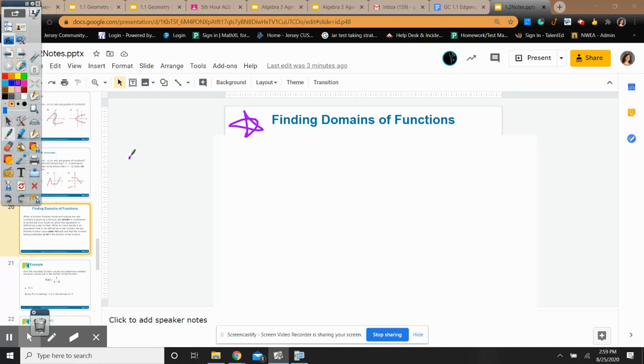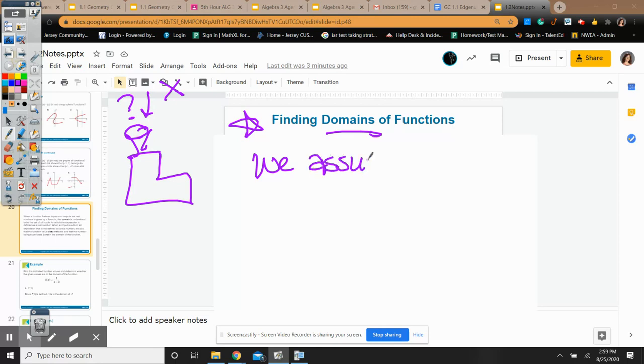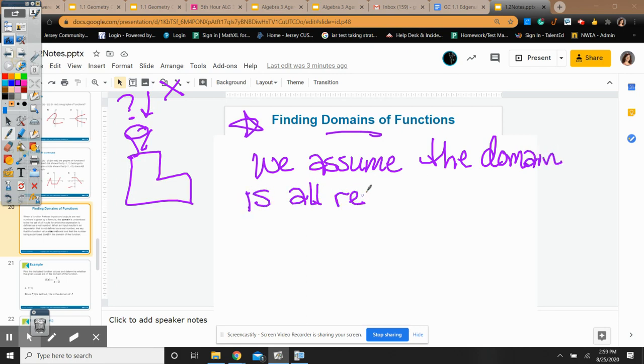Okay, when you have your function machine, what can I plug into here? That's my question. What is the domain? What can x be? We assume the domain of a function is all real numbers. And we can say that like this, either negative infinity to positive infinity, or you can say a double bar R. This is what your math lab is going to want. Okay?